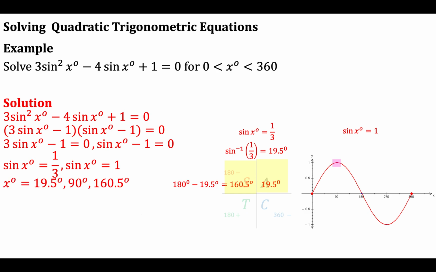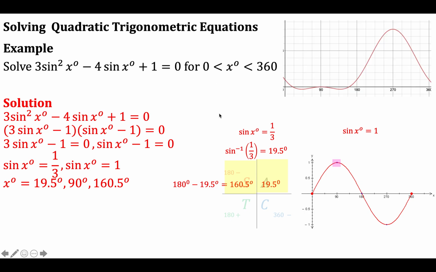So our answers in numerical order then: x equals 19.5, 90 and 160.5. And as always, I'm just going to refer back to the graph. So I'm going to plot this graph, 3 sine squared x minus 4 sine x plus 1 equals 0. It's quite an unusual graph. It's not something you're going to see all the time. It's certainly not something I would see all the time. And we are solving for when y is equal to 0. So that's basically where it cuts the x-axis. What are the roots here? Because that is where y is equal to 0.